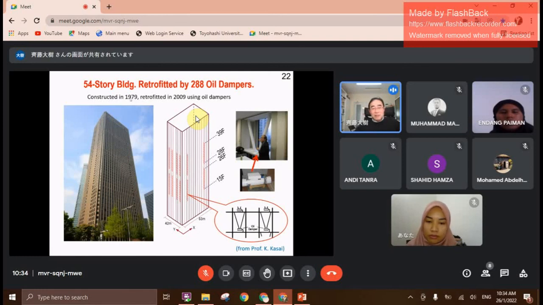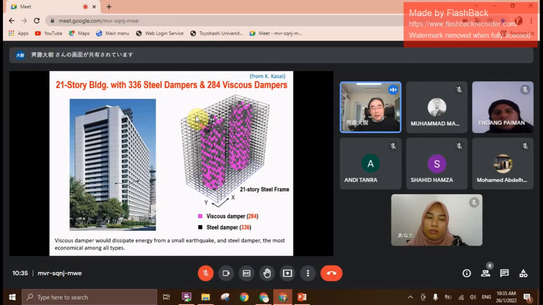So they decided to put 288 oil dampers. For the oil damper, there is a steel brace, V shape, and at the bottom part there is a small oil damper. Even though small, I think it can give about 100 kilonewton of force. And you can bring this damper by elevator, so it's not so difficult to bring this damper.